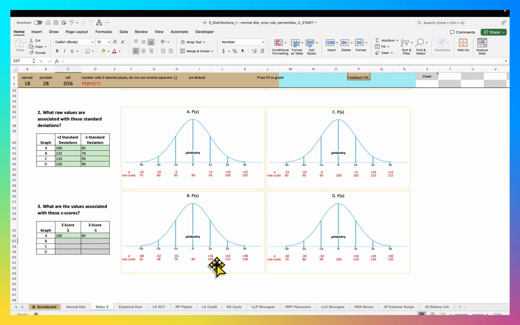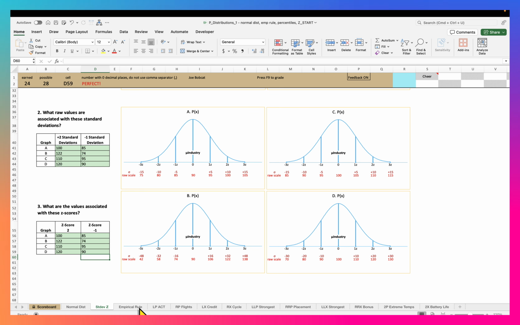Z-score of 2 on B is 122. -1 on B is 74. On C, 110 and 95. And at D, it's 120 and 90. And if you've been paying close attention, you realize that all these numbers are exactly the same as these numbers. In other words, +2 standard deviations is a z-score of 2. -1 standard deviation is a z-score of -1.